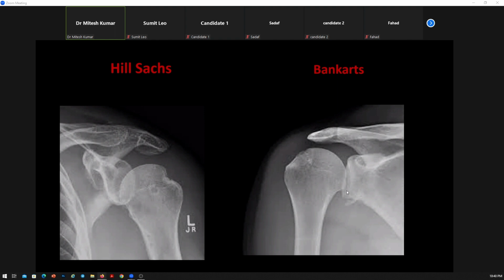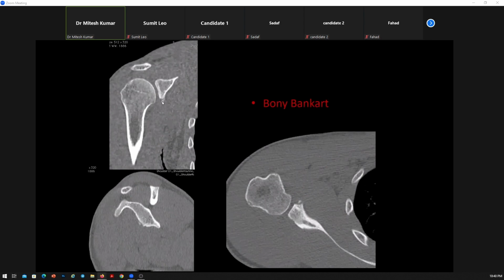Next is the Bankart lesion. Here we can see there is a small fracture of the anterior inferior part of the glenoid rim, this small fracture. This is called bony Bankart because we have a fibrous Bankart which is seen on MRI. Same patient CT done in which we can see a small fragment in the inferior, anterior and medial aspect of the glenoid rim.